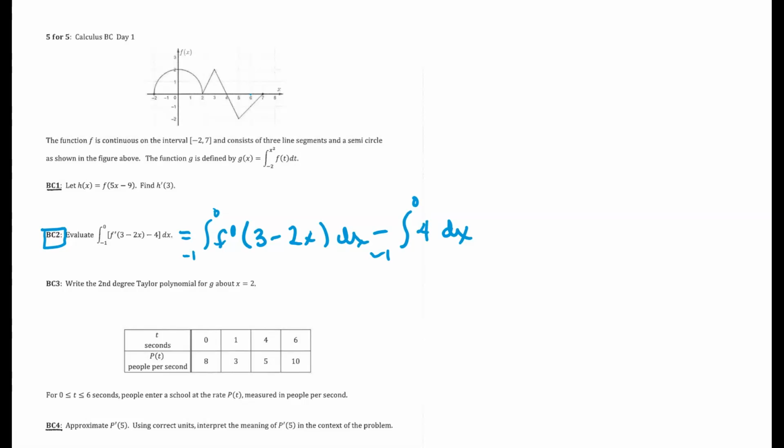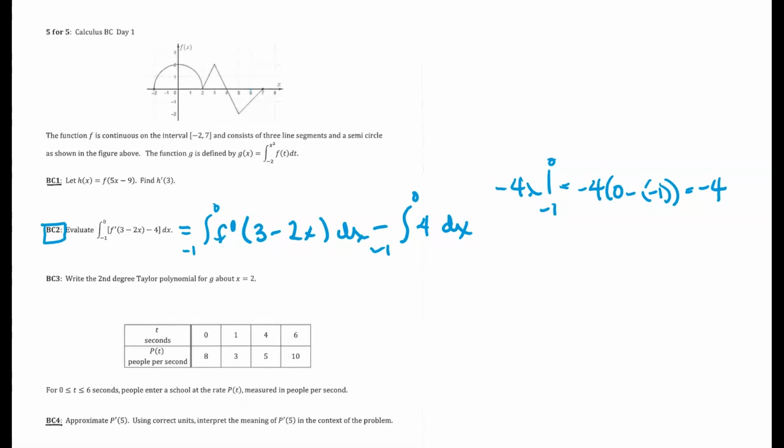This piece of the puzzle, which we don't want to forget over here on the end, is just -4x evaluated from -1 to 0. So we'd get -4 times 0 minus -4 times -1, which is -4. So when I get done with my U sub, we're going to subtract 4 from it, and we'll be good to go. This is a U sub because there is a function inside of f prime whose derivative is something other than 1.